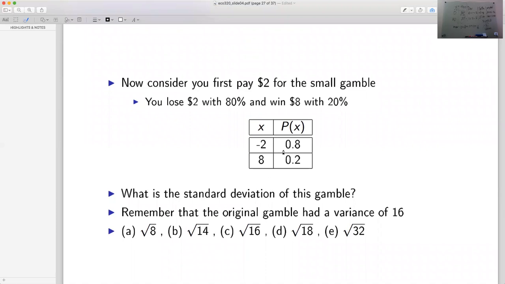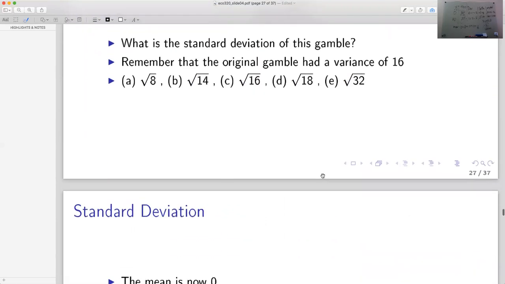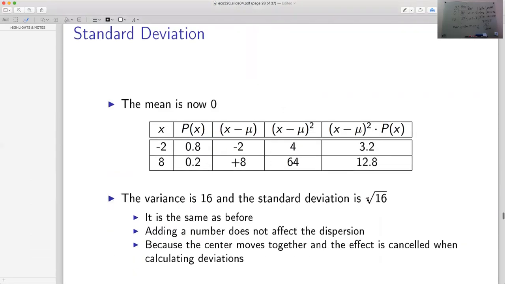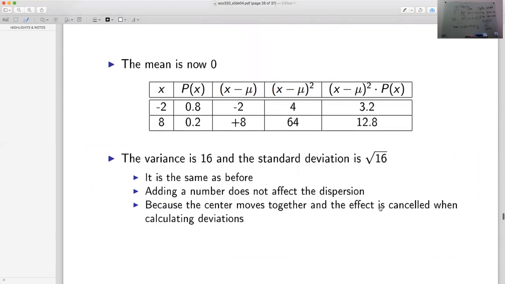Please pause this video and try to go over exactly the same thing we just went over. The answer is that the variance is exactly 16. The standard deviation is still the square root of 16. This is a really good observation, because adding or subtracting a number does not affect the dispersion. It affects the average, but it doesn't affect the dispersion.